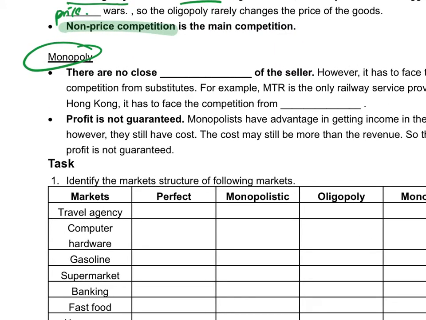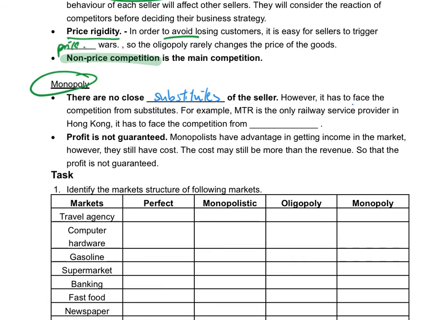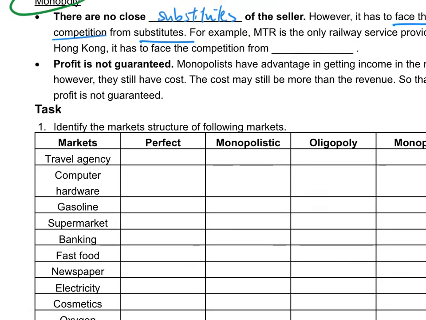And for the monopoly, you will find that, okay, if I'm a monopolist, I will feel very free. I can capture as much revenue as I can. But actually, this is not the real case because although they do not have cross substitutes, okay, they still have to face the competition from substitutes. Okay, there are no cross substitutes. That means for the train service, there is no other train service there, but they have to face the competition from the bus or the taxi or the minibus. Okay, even Uber. So actually, they have competition from substitutes.